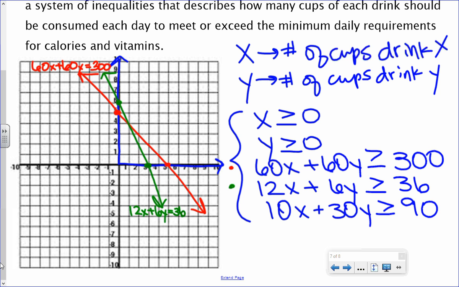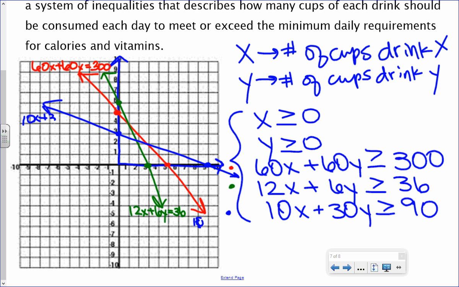Okay. And then last but not least, 10x plus 30y equals 90. If we plug 0 in for x, we have 30y equals 90. What's our y-intercept? And if we plug 0 in for y, 10x equals 90. X equals? Here especially is a unit you may want to use a straight edge for.